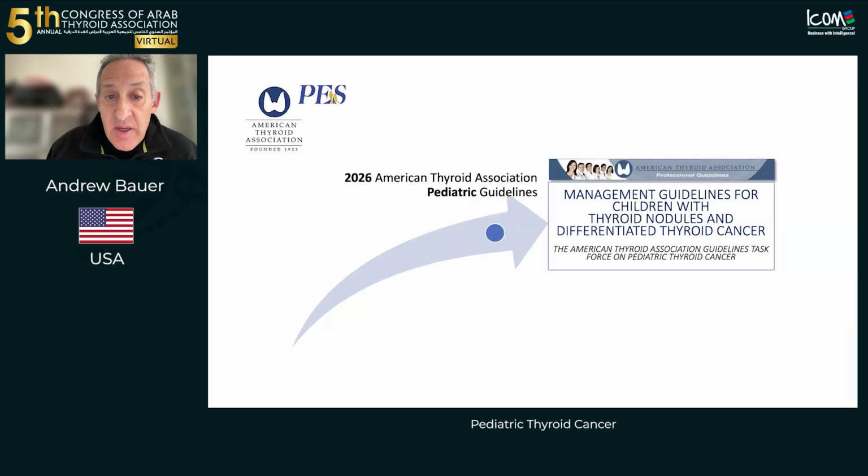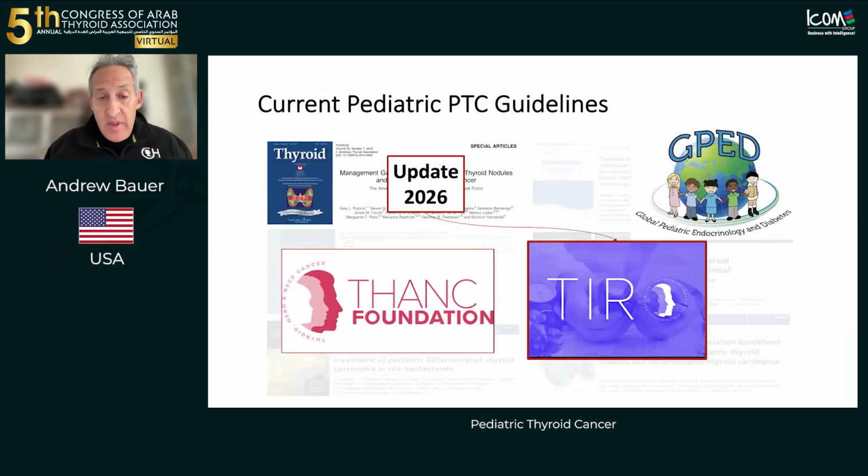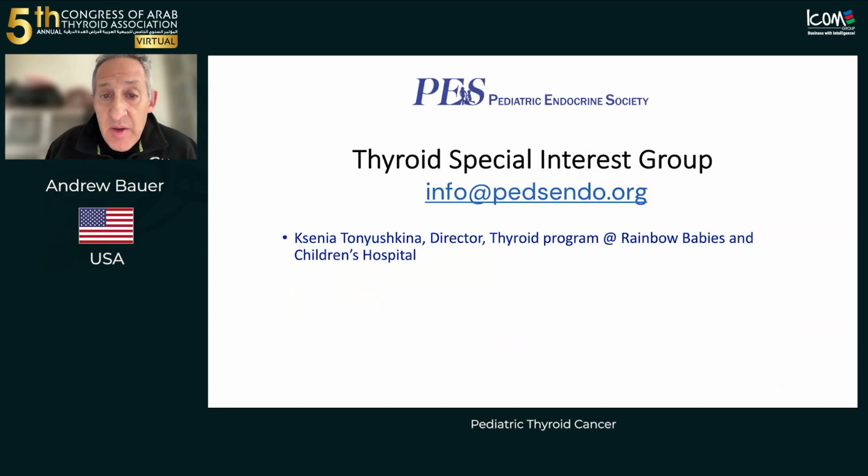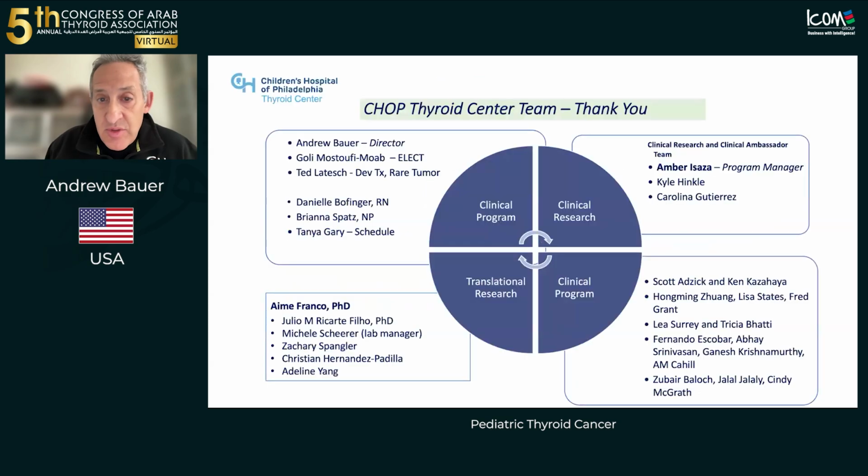So in 2026, our guidelines should come out at the end of this year. We will then work with the Thyroid Foundation and GPED, the Global Pediatric Endocrine group, to try to take the multiple pediatric guidelines that are available internationally and create an approachable international set of guidelines that can be deployed in different clinical situations, depending on the regions of the world where we have patients that we're trying to care for. There's a thyroid special interest group through the Pediatric Endocrine Society, if anyone is interested in joining.